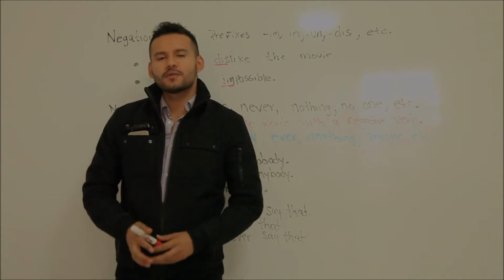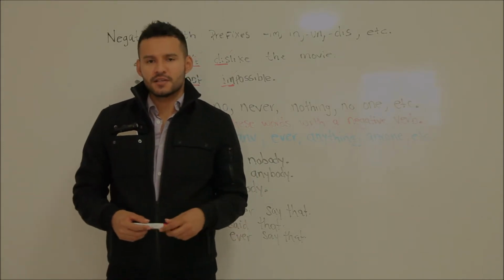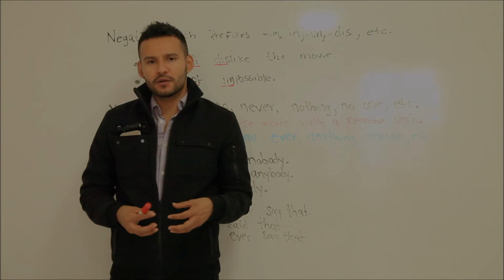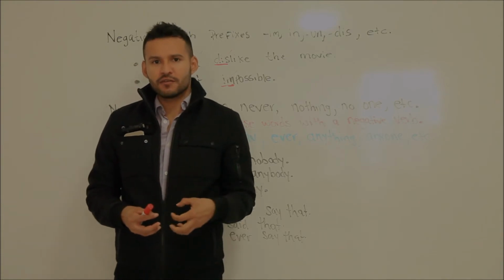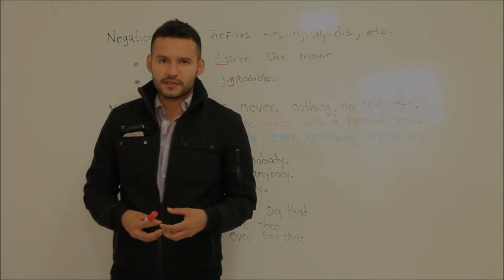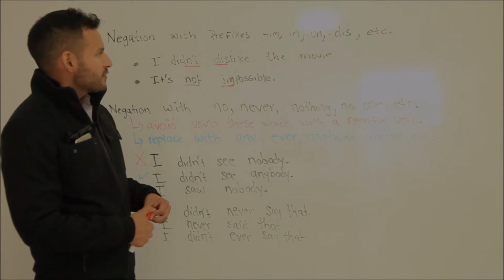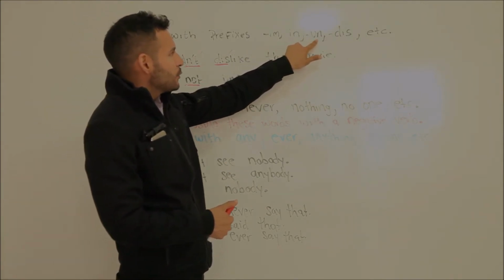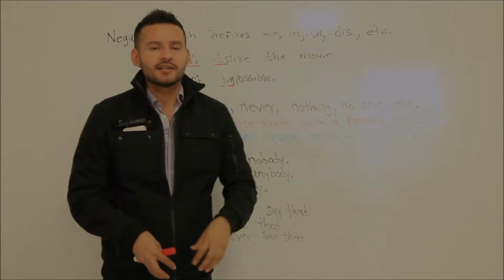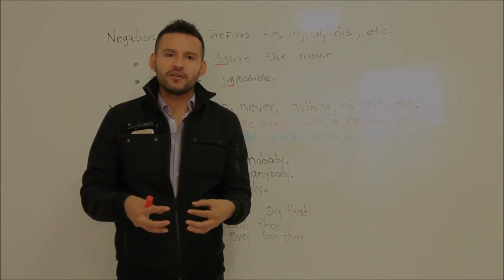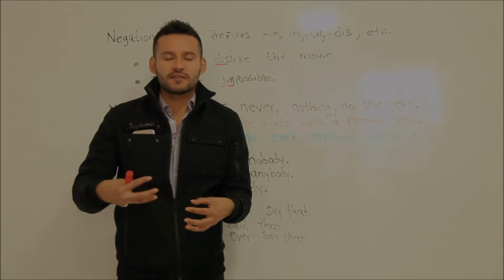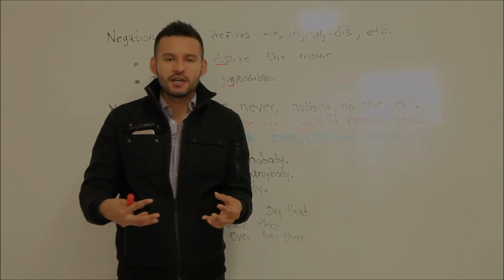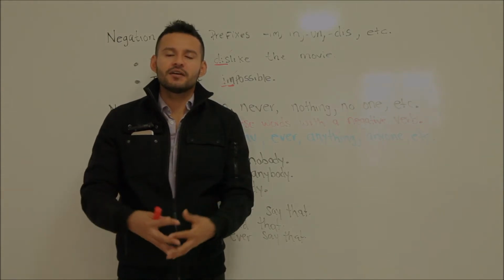In today's video we're going to be talking about double negatives, and the first example we're going to be looking at is adjectives and verbs with negative prefixes. So for example, prefixes like im, in, un, and dis. And these four prefixes will basically transform certain adjectives and certain verbs into negative.